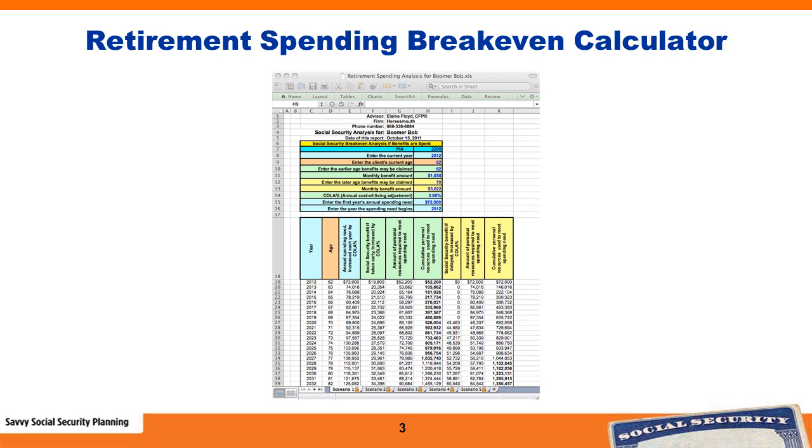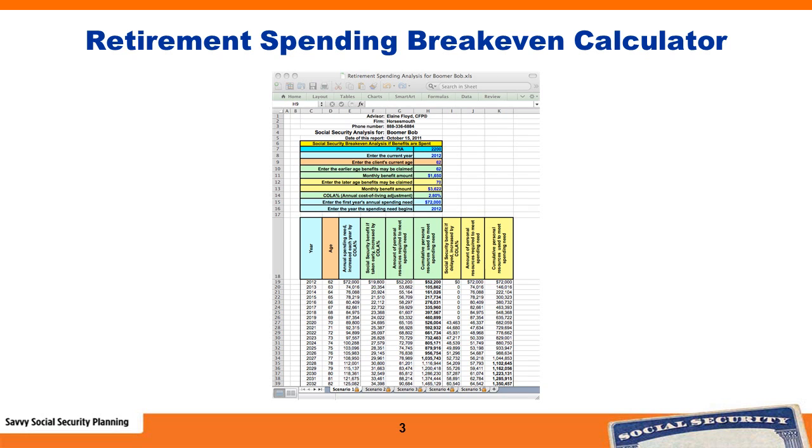So we see here that the last bold number in column H occurs in 2027 when the client is 77. From then on, all the numbers in column K are bold. What this means is that if the client lives beyond age 77, he will require less personal resources to meet his spending need if he delays Social Security to age 70, even though it means taking more from personal resources in the early years, from age 62 through 69.